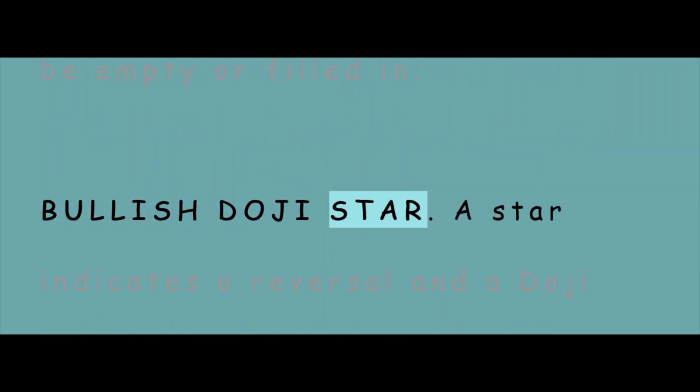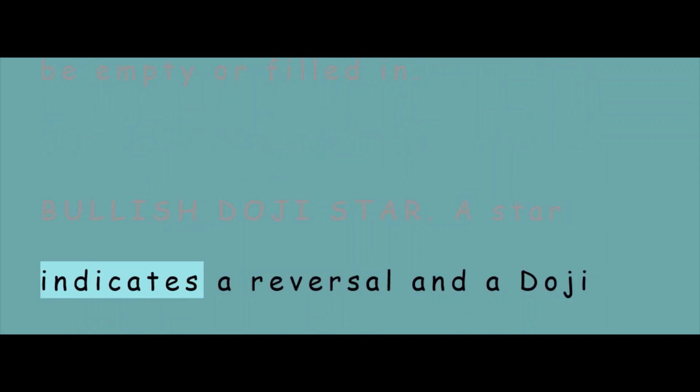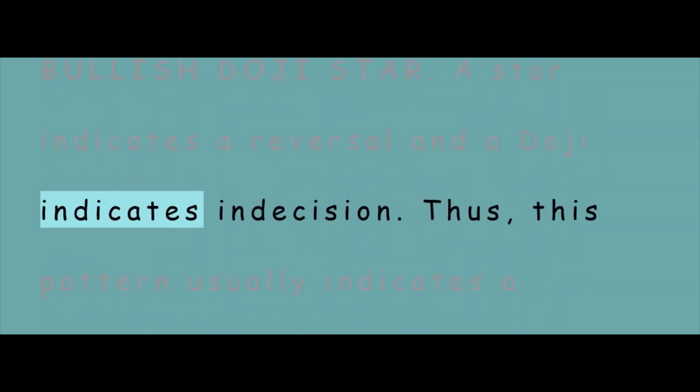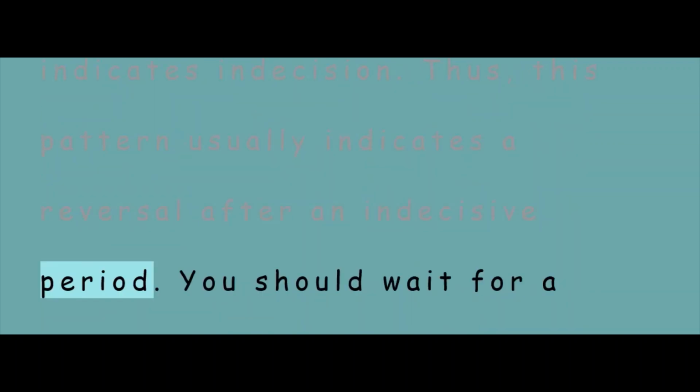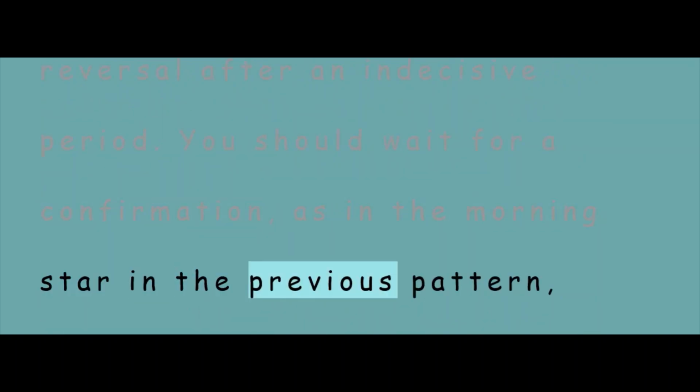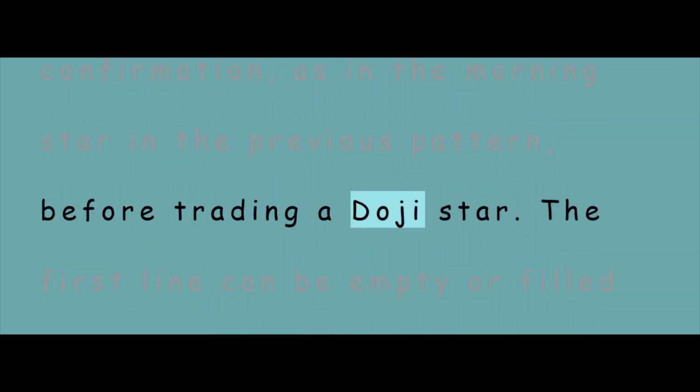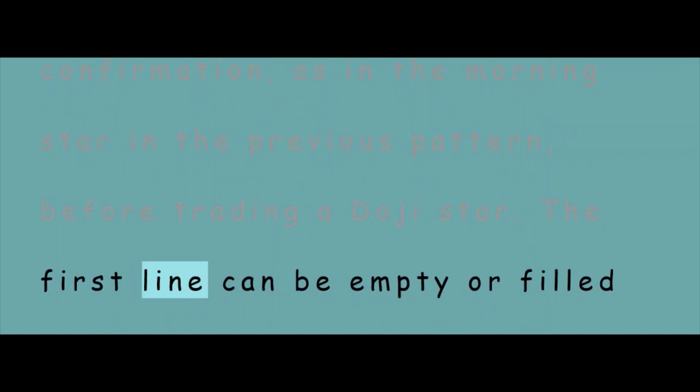Bullish doji star. A star indicates a reversal and a doji indicates indecision. Thus, this pattern usually indicates a reversal after an indecisive period. You should wait for a confirmation, as in the morning star in the previous pattern, before trading a doji star. The first line can be empty or filled in.